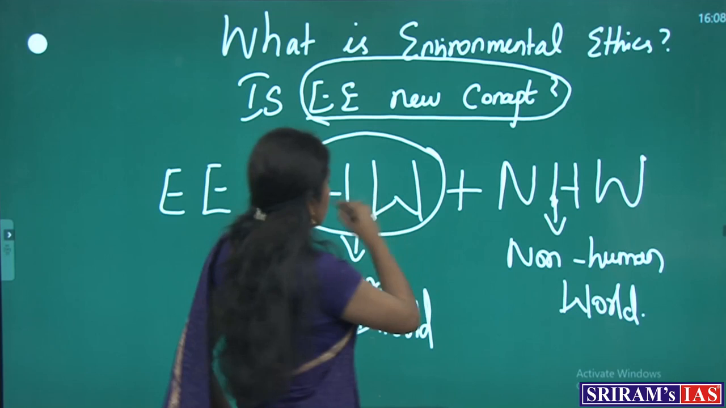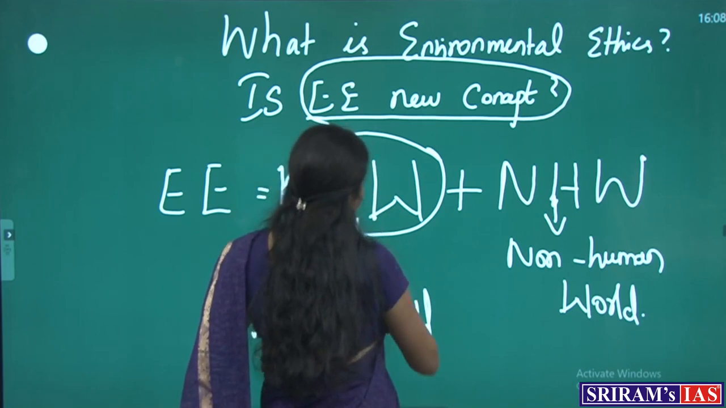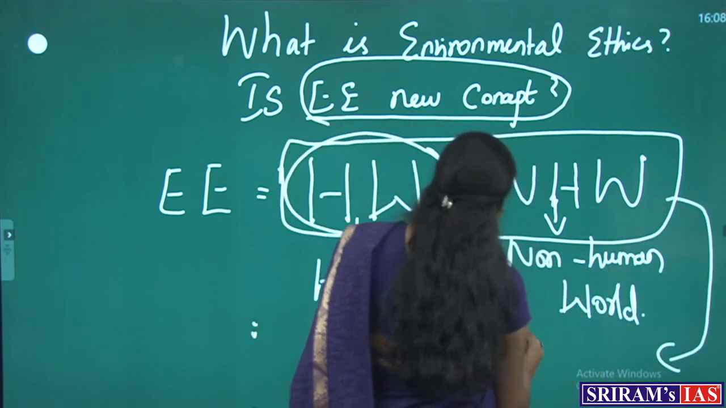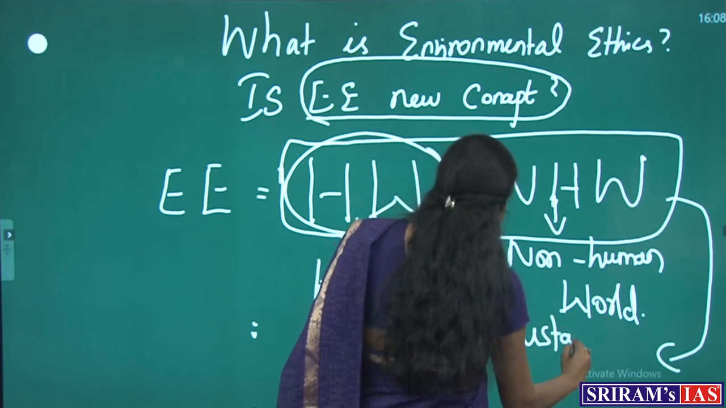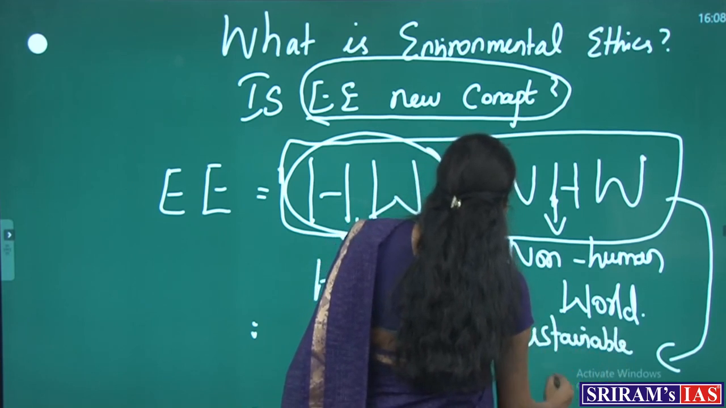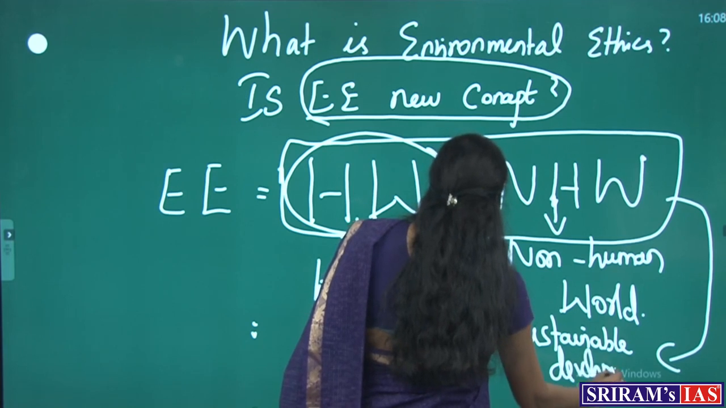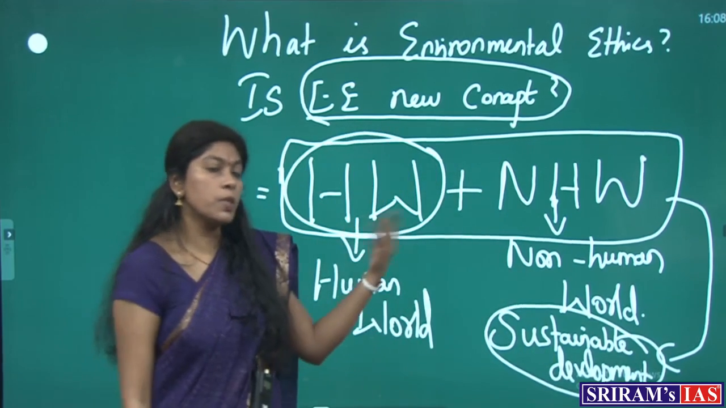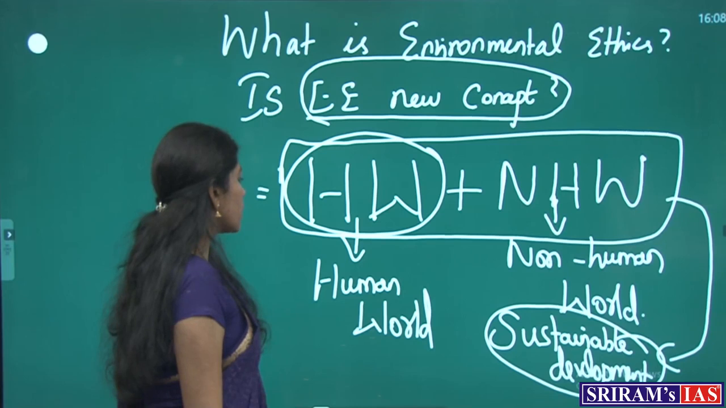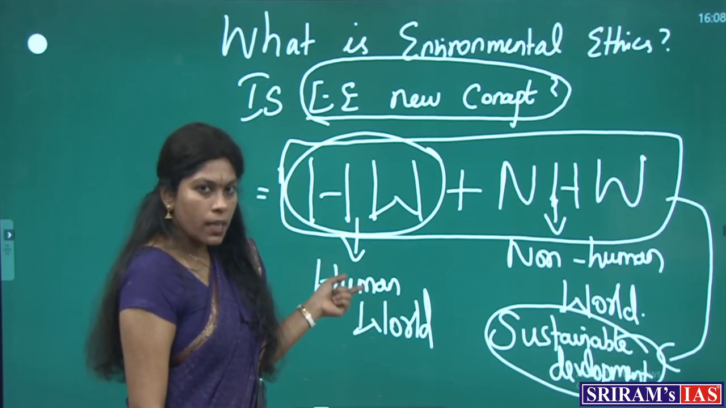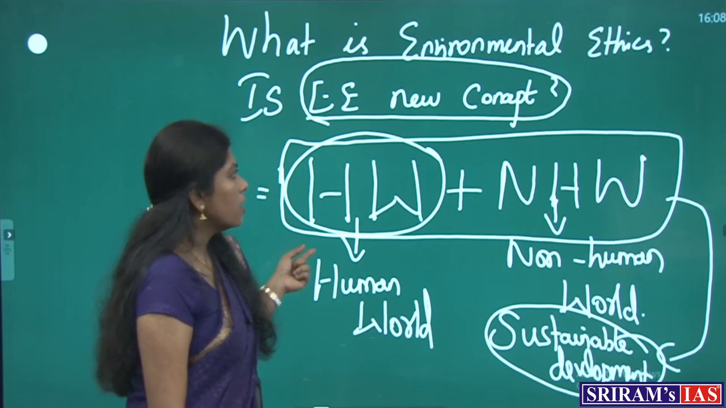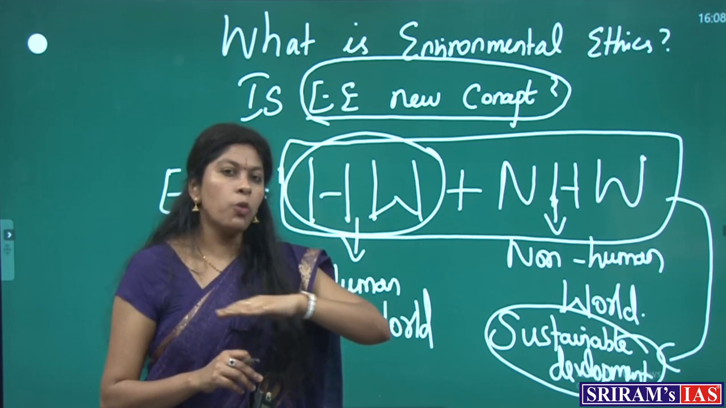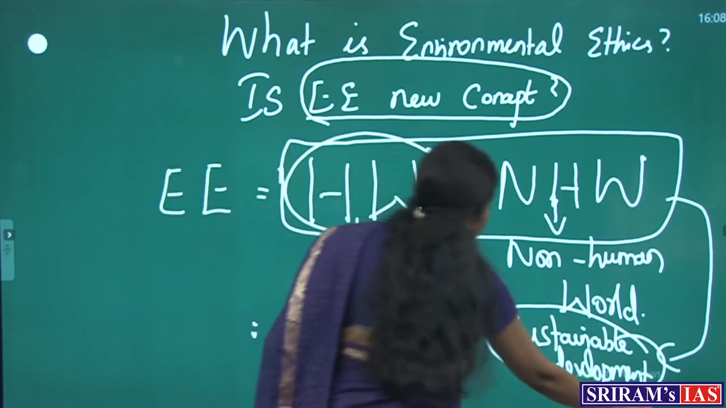By this way we are trying to bring in, or this results in, sustainable development. You can write like this: you are trying to achieve sustainable development. How can we do this? Only through the help of environmental ethics. That means man has to realize that he has to live in equilibrium or a harmonious relationship with other living organisms.